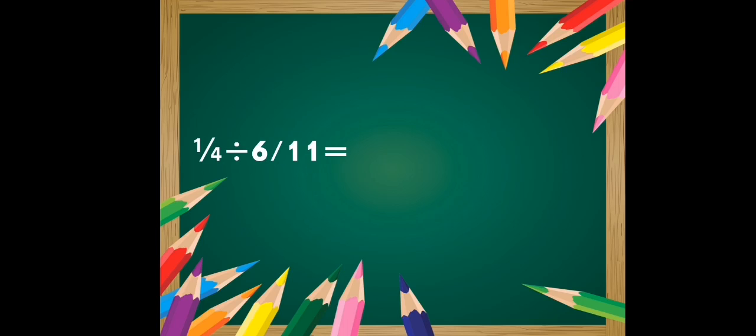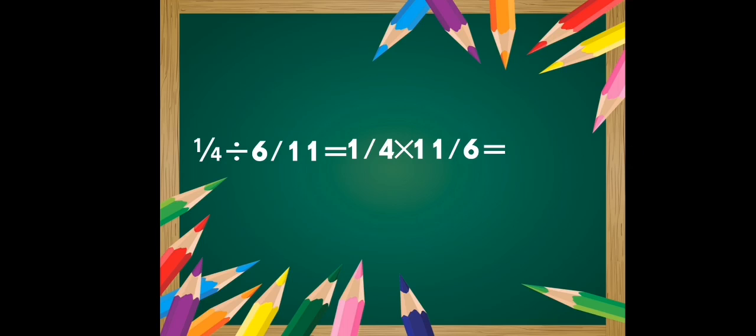So we have here 1/4 divided by 6 over 11. What you're going to do is just copy the dividend, which is 1/4, and then change the division sign into multiplication. So always change division into multiplication, and then get the reciprocal of your divisor. When we say reciprocal, it is the transverse or reverse. Your divisor here is 6 over 11, so the reciprocal of it is 11 over 6.